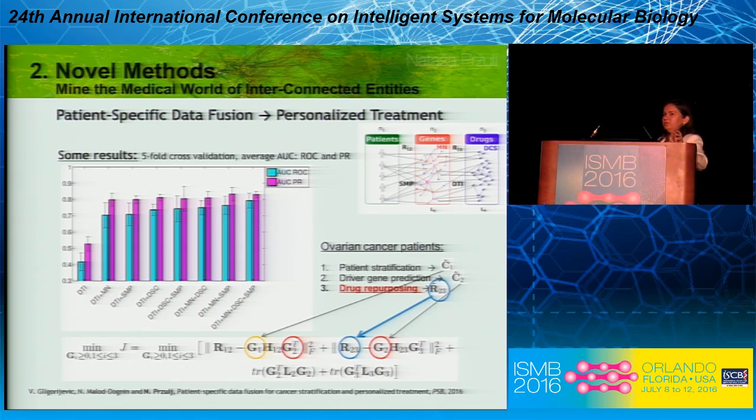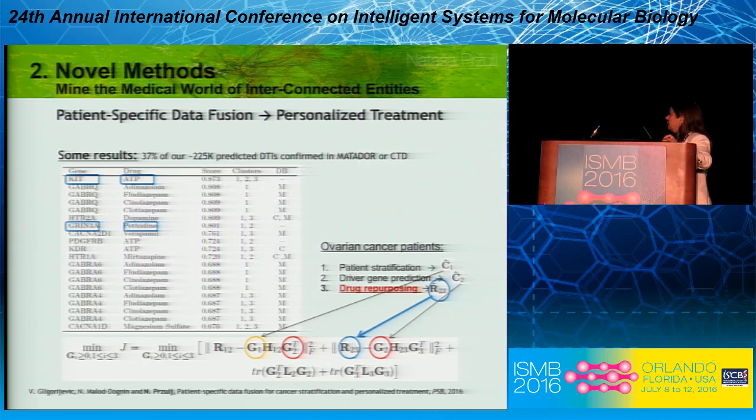And the beauty of this methodology is that you can add as many entities as you want, as many data as you want, or you can subtract and find out how much your model degrades, or what is the contribution of each data source, how much information is within each data source. Okay, and again now in terms of drug repurposing, 37% of our predictions we validated in other databases that we did not use in our fusion framework.